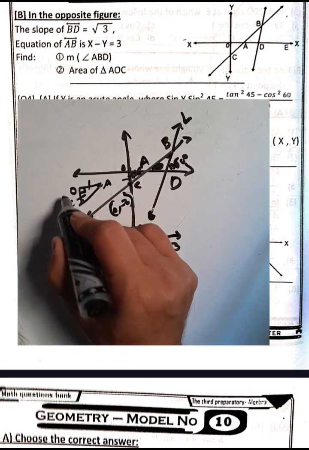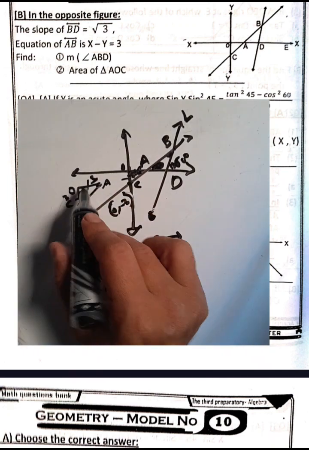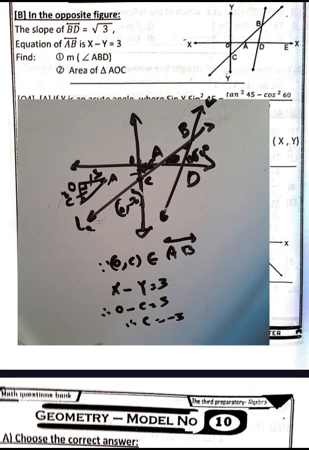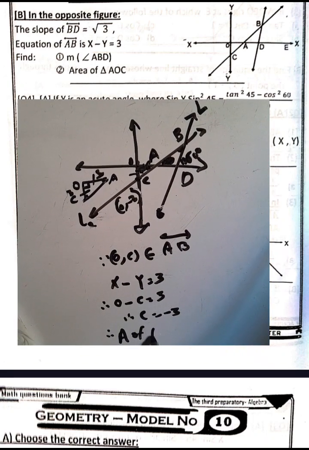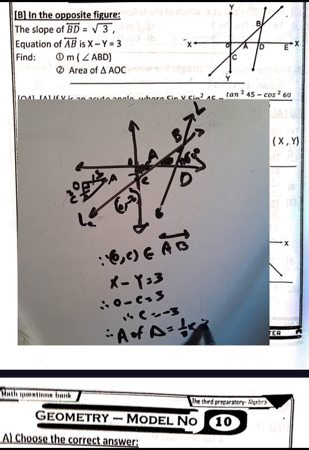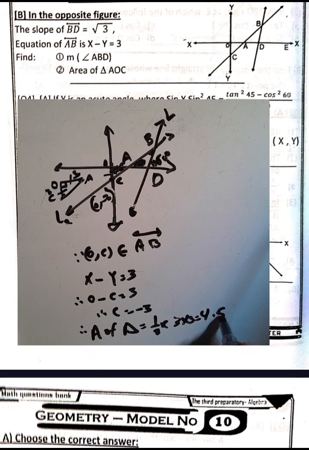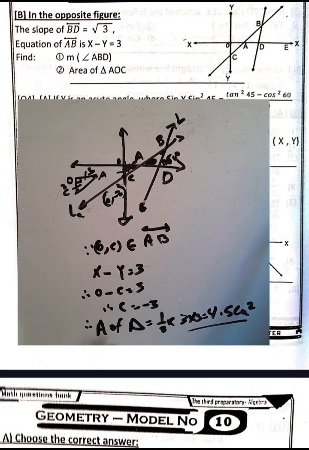Then this part will be 3 lengths, and here 3 lengths we have because we have an isosceles triangle, OA equals OC. Then area of triangle equals half times 3 times 3 equals 4.5 square centimeters. It's the area of this triangle. Okay.